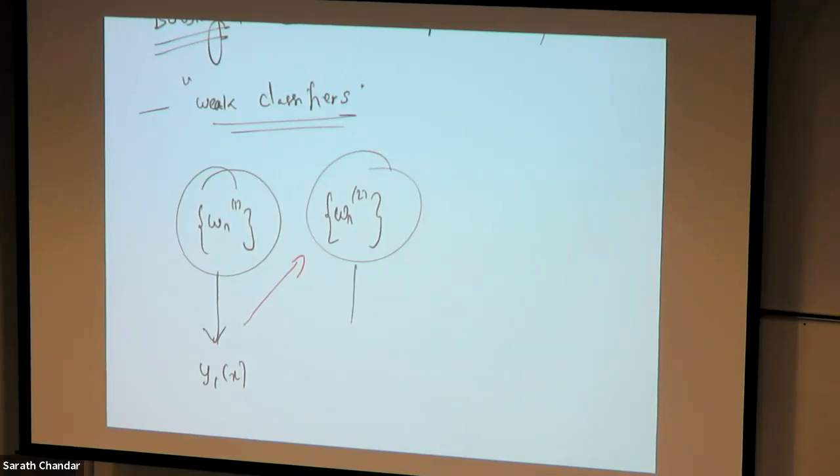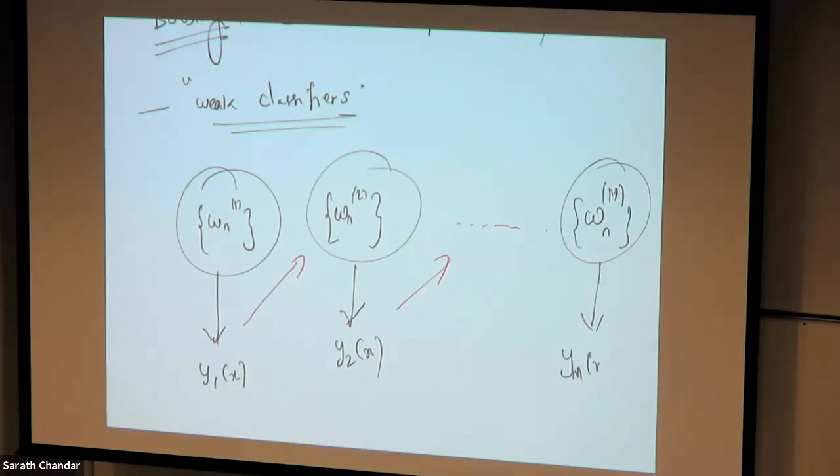Now using this new weight wn2, you're going to learn the second classifier. Depending on the mistakes of the second classifier, you just continuously train, and let's say finally, if you want to train m classifiers, then finally you have the mth weight, and from that weight you get ym of x. Is that clear?